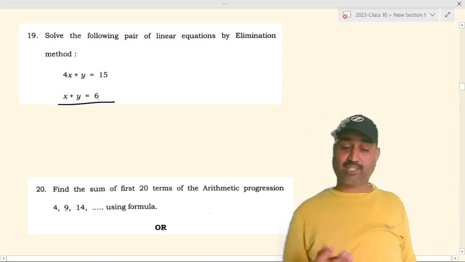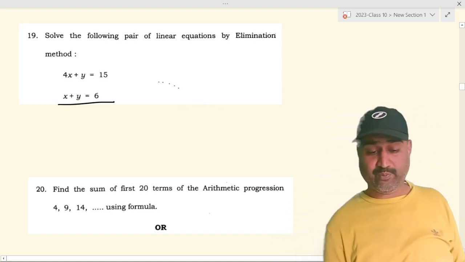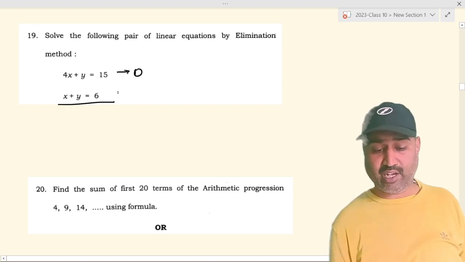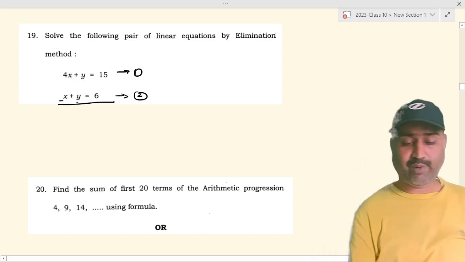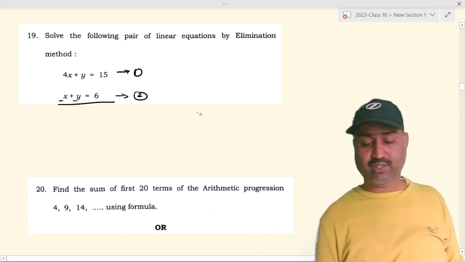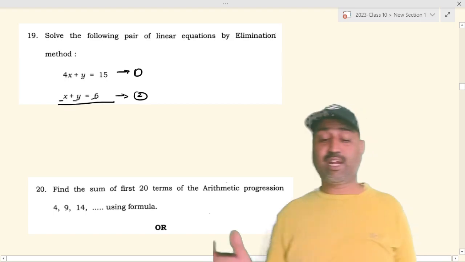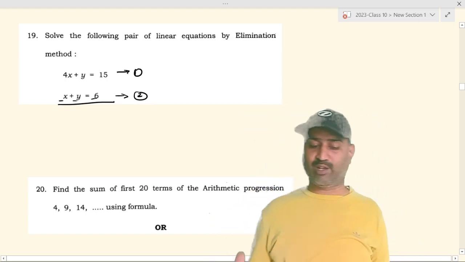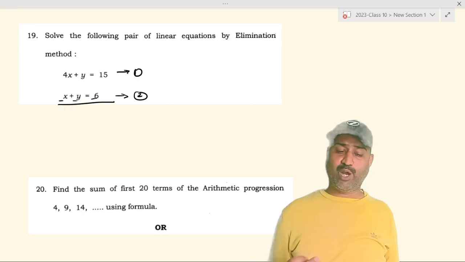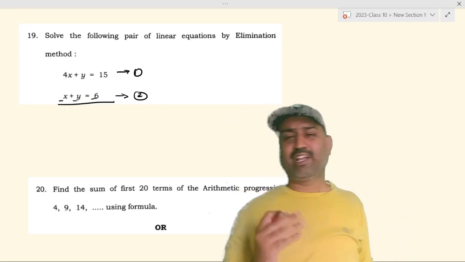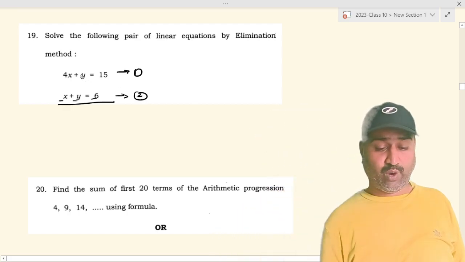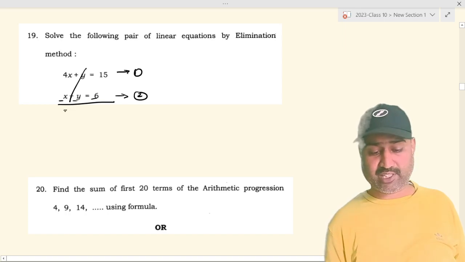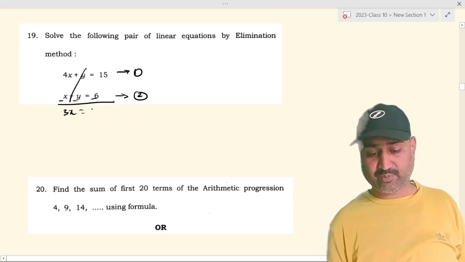If I try to eliminate x, I have to multiply the second equation by 4 here. It is completely unnecessary. We can directly eliminate y here, that is, subtracting, the sign will change: plus x becomes minus x, plus y becomes minus y, and plus 6 becomes minus 6, right? Again I am telling you, you can eliminate x also, you can eliminate y also. If you want to eliminate x, we have to multiply the second equation by 4. Again, it will complicate the equations, therefore don't do unnecessary steps. Now, plus y and minus y cancel, 4x minus x is 3x, 15 minus 6 is 9.